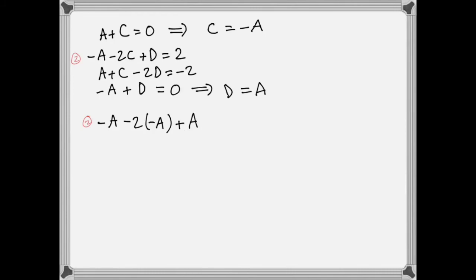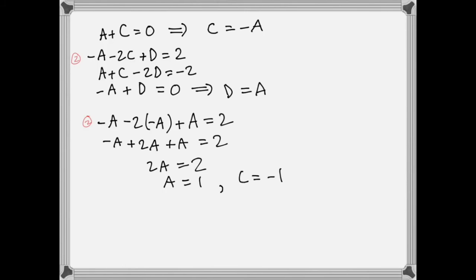So equation 2, if I plug those guys in, remember C is negative A and D is A. So what do I get here? I get negative A plus 2A plus A equals 2, which means 2A is 2, so A is 1. So if A is 1, I've actually got them all, don't I? Because now that means that C is negative 1 and D is also 1.